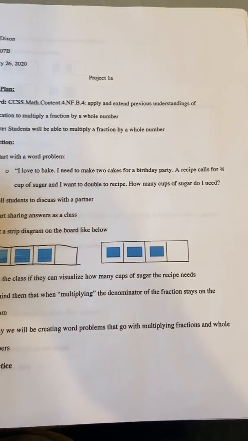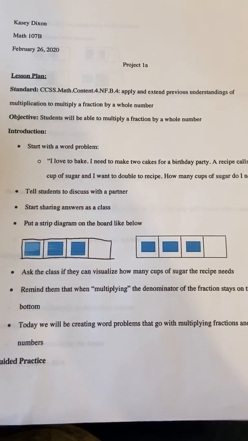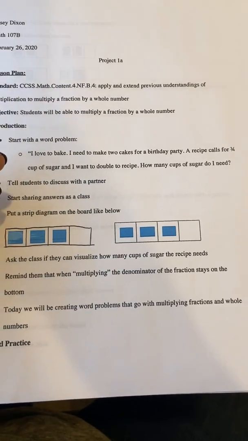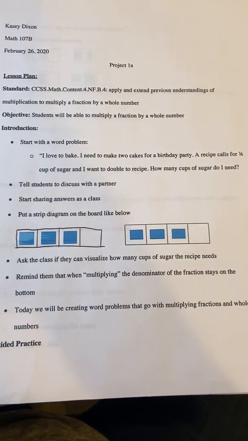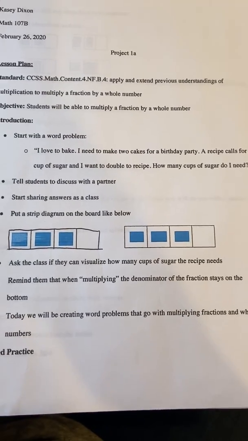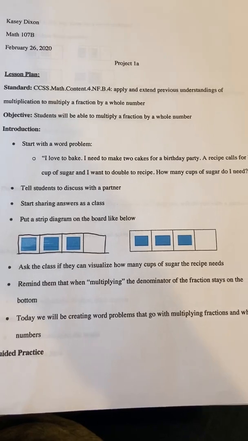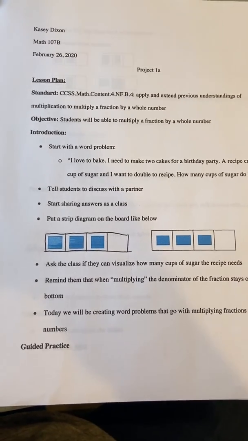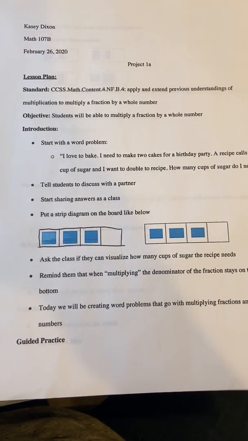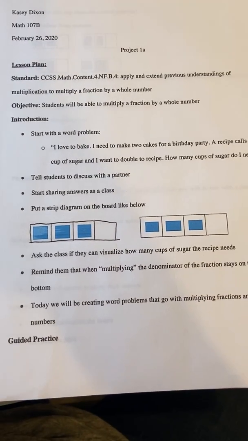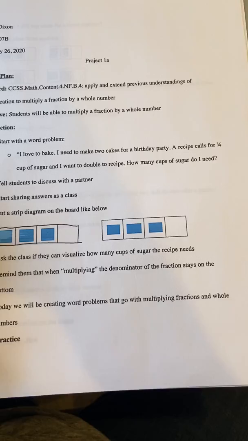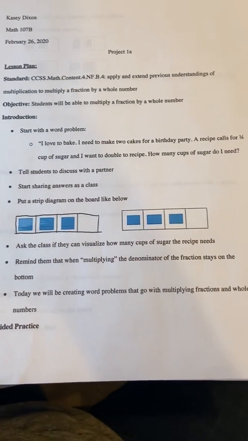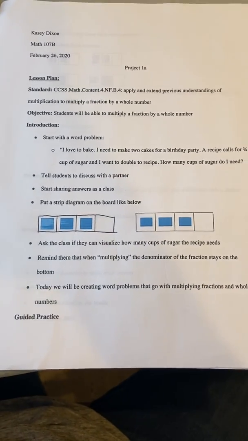I would then tell students to discuss with a partner or small groups and think about what the answer may be and how they would come to that answer. And then after a couple of minutes, I would ask for volunteers or start calling on students to share their answers with the class. I would then follow up and show my version and how I got to the answer.